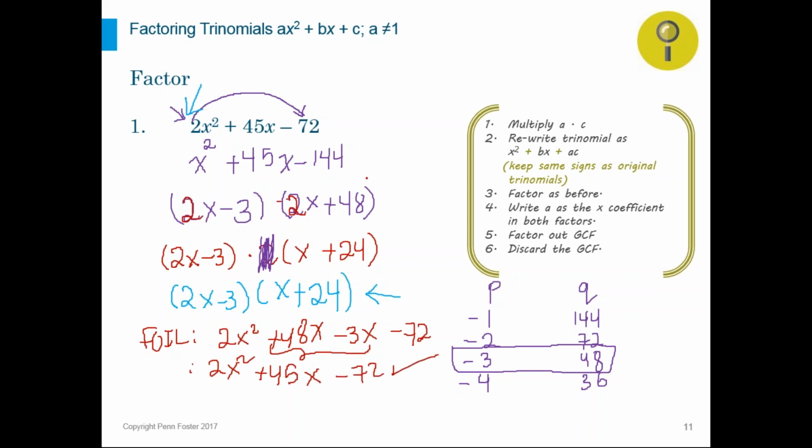This is the same as the original trinomial. This is how you make sure that you have arrived at the correct set of factors. Any questions?